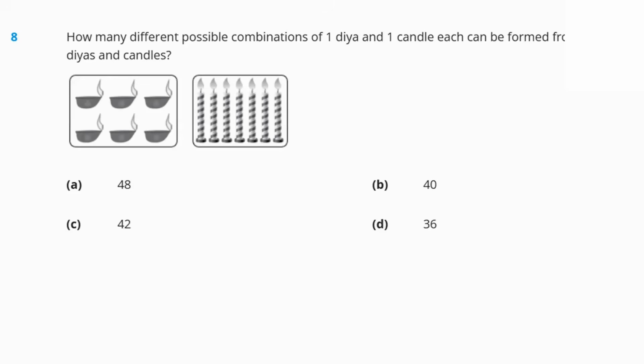Next, how many different possible combinations of one diya and one candle can be formed from the given diyas and candles? How many diyas? 1, 2, 3, 4, 5, 6 diyas. And over here, 1, 2, 3, 4, 5, 6, and 7 candles. So in such types of questions, you just need to multiply to get the possible combinations. That's 7 times 6, 42.